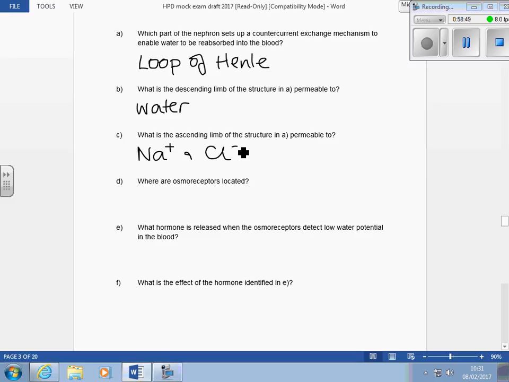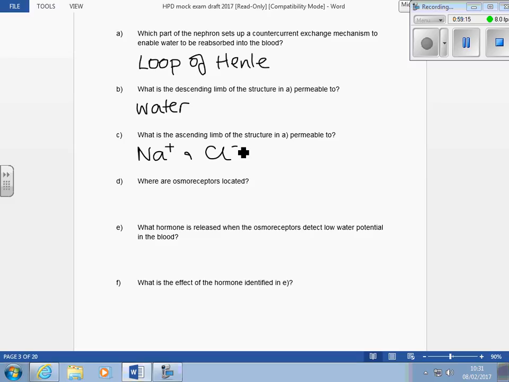That's the first bit. I've not really gone into asking questions, but those sodium and chloride ions leave the ascending limb. They end up in the space around, the fluid around the loop generally. That then draws water out of the descending limb, so the water will end up going back into the blood.